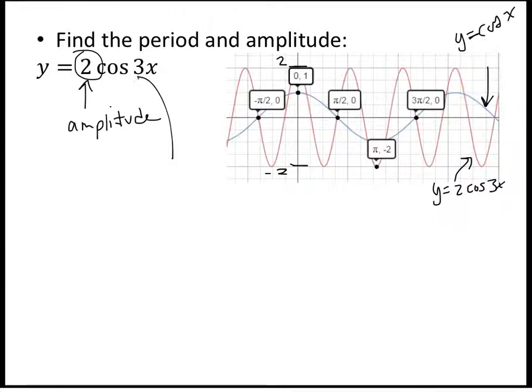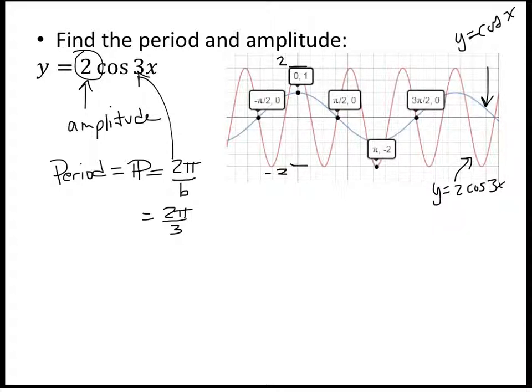And then we've got our period. Remember we said period, which I like to make the sign, the double-barred p, is equal to 2 pi over b, right? So in this case, my period is 2 pi over 3. So every 2/3 pi, we're going to have a repeat, okay?